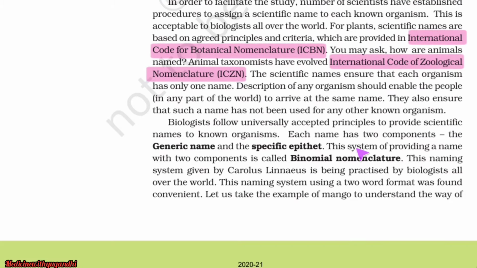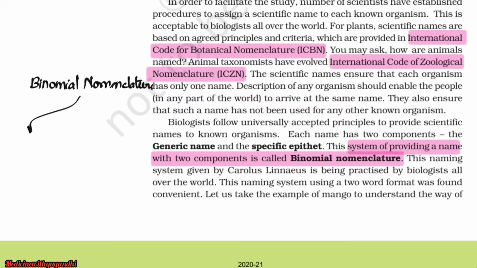The next MCQ is that the system of providing a name with two components is called binomial nomenclature. So see, in binomial nomenclature there are two components. One is the generic name and the other one is the specific epithet, such that the generic name is followed by the specific epithet. This system of binomial nomenclature was given by Carolus Linnaeus.